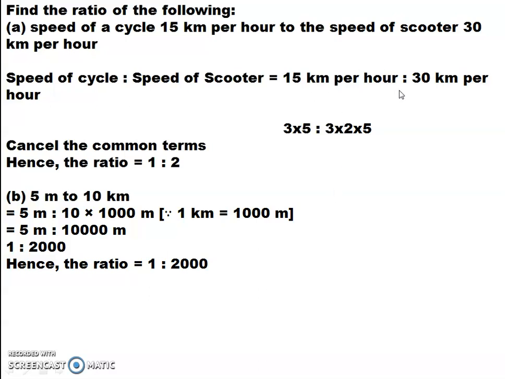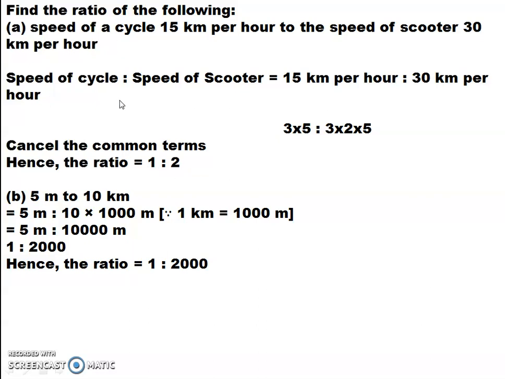So 15 is to 30. How will you reduce to smallest term? Prime factorize. 15 is 3 into 5. 30 is 3 into 2 into 5. Cancel the common terms. Here also 3, 5. So what is remaining here? 1 is remaining and here 2 is remaining. So the ratio is 1 is to 2.